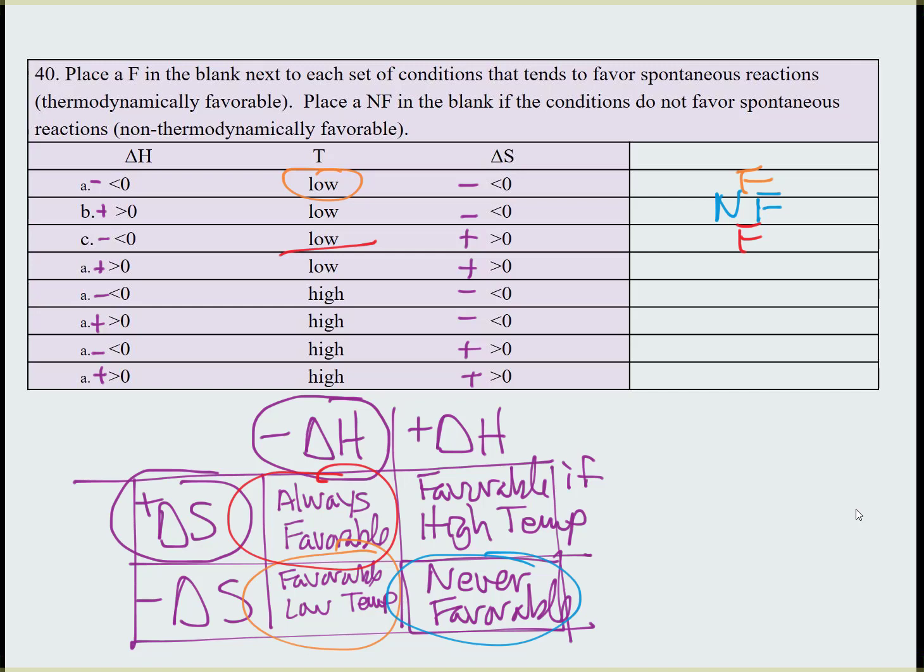So we have a positive delta H and a positive delta S, so it's right here. It's favorable if we have a high temperature, but we have a low temperature, so it's not favorable. I'll go ahead and let you finish out the rest, but this is how you analyze that. So again, when you go to take the test, have this memorized or have it in your notes if you're taking the test at home, so you have it all ready.